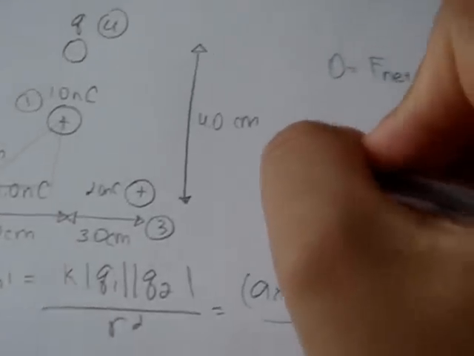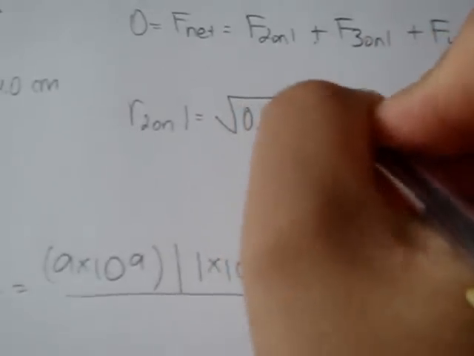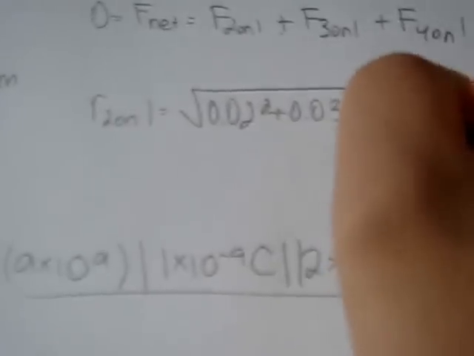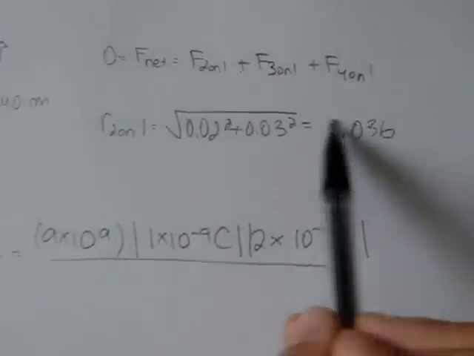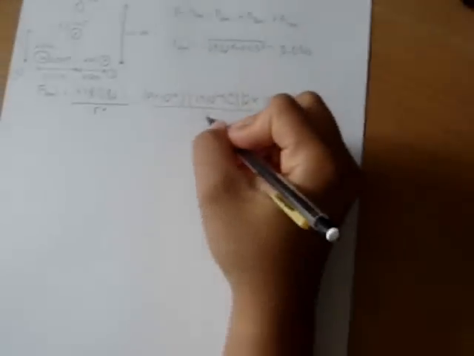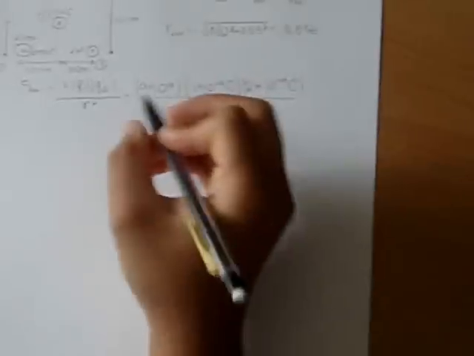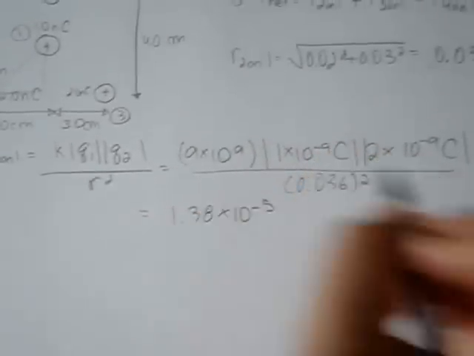So if we do that off to the side, it will be 0.02 squared plus 0.03 squared, and the square root of that gives you an r value of 0.036. And so you can plug this back here, and you'll get 1.38 times 10 to the negative 5.